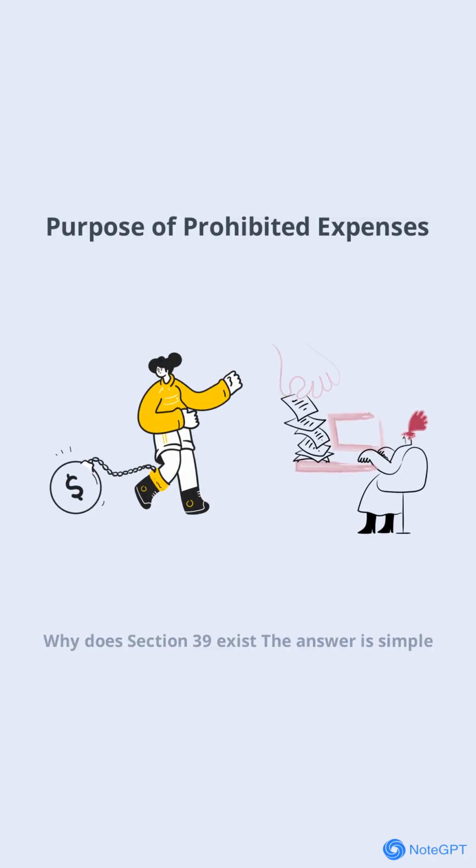How does Section 39 exist? The answer is simple: to keep the tax system fair and prevent people from claiming deductions they shouldn't. By clearly stating which expenses are non-deductible, the law ensures everyone plays by the same rules. This helps maintain the integrity of the tax system and makes sure that only genuine business expenses are deducted. It's all about compliance and fairness, so businesses can't just write off personal or unrelated costs.